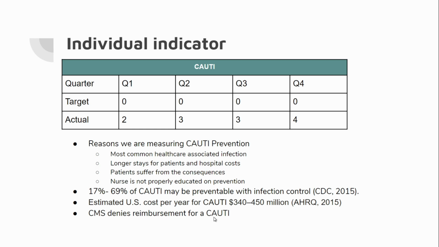The CDC said an estimated 17 to 69% of CAUTIs may be preventable with infection control. And then the Agency for Healthcare Research and Quality reported an estimated U.S. cost per year for CAUTIs was $340 to $450 million. Also, the CMS denies reimbursements for CAUTIs because they can be prevented, and they feel it's the hospital and patient's responsibility.